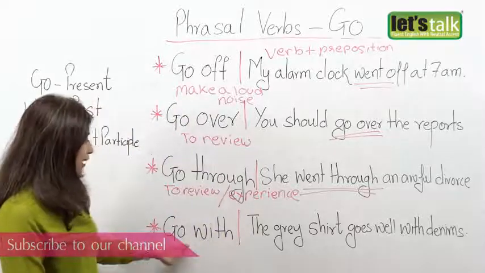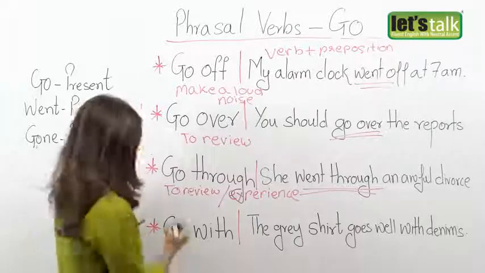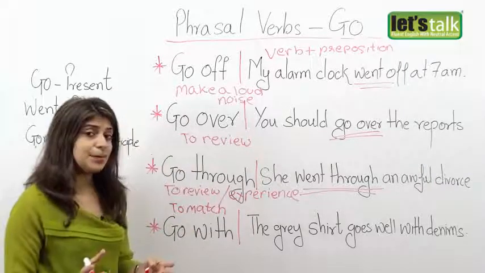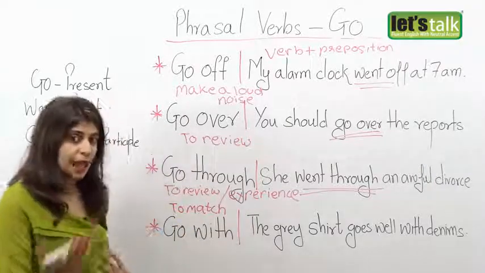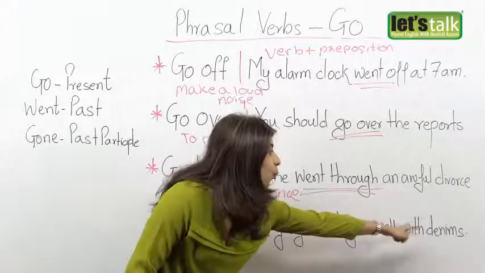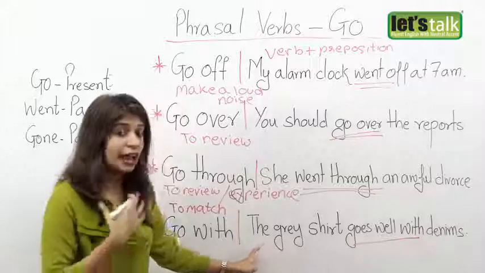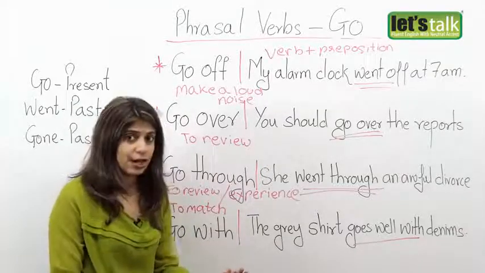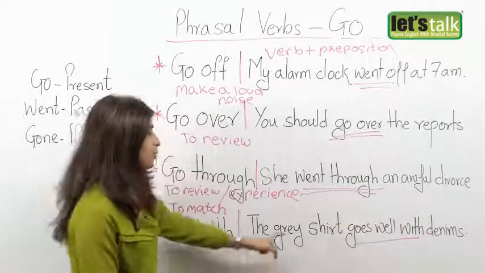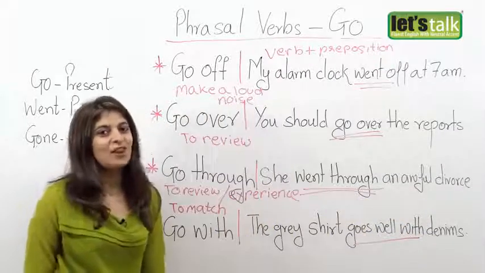And the last one over here is go with. Now go with means to match. Okay? This means that something suits the other. And that's why I have a sentence here: the gray shirt goes well with denims. So here, basically, what I am trying to say is that there's a gray shirt and it matches with the denims, right? And that's why we have used the phrasal verb, saying that it goes with denims. Okay? Now let's have a look at some more phrasal verbs.